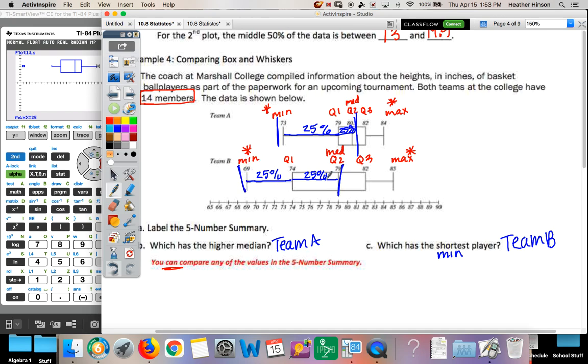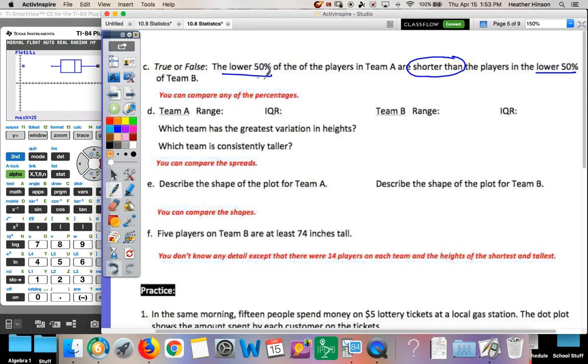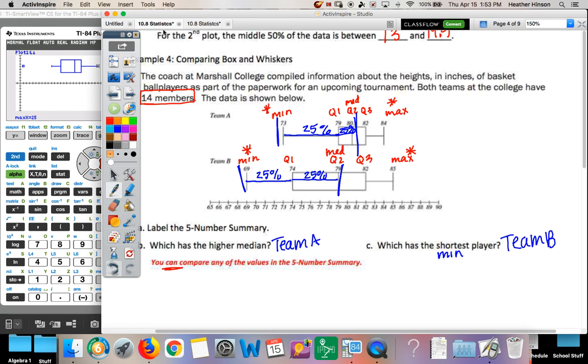So it said the lower 50 of A is shorter than the lower 50 of B. So the lower 50 of A ranged from 73 to 80. B ranged from 69 to 79. Which one is shorter overall? B is shorter. They go all the way down to 69 and they only reach 79. A started at 73, that's a lot higher, and stopped at 80, which is still higher. So it's definitely going to be Team B is shorter.